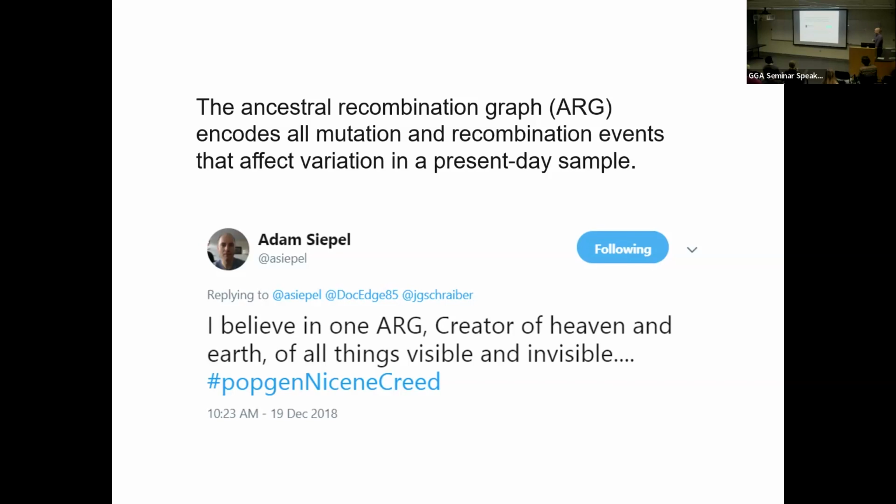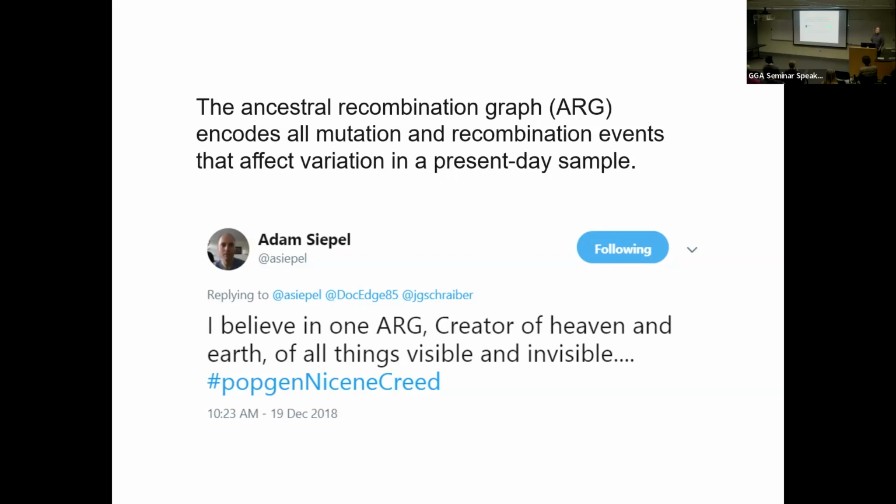Us population geneticists, we wax a little bit religious about the ARG. This is Adam Siepel saying, "I believe in one ARG, creator of heaven and earth, of all things visible and invisible," which of course is a reference to the Nicene Creed. Tongue firmly in cheek, but it kind of gets across the notion that this is a really important theoretical object among people who like to think about population genetics in particular.